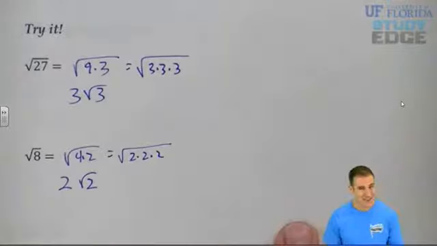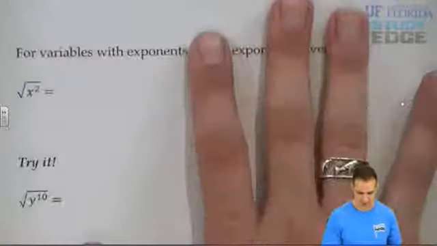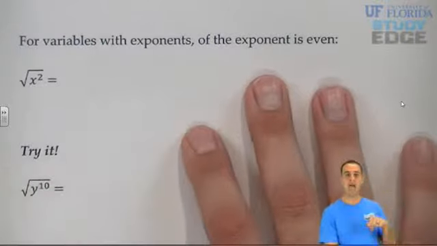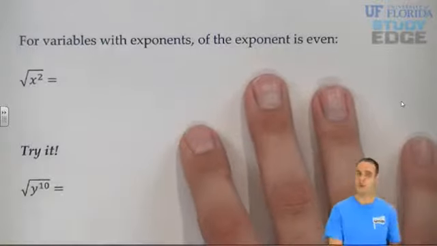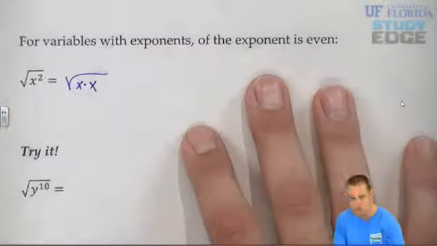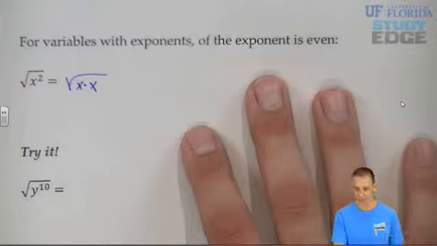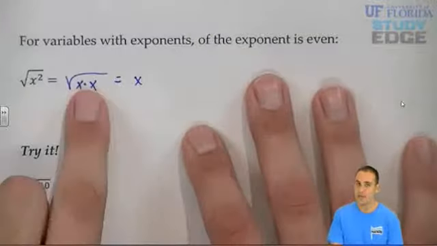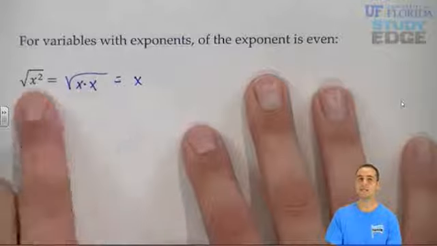But then we have the variables. For variables, we want to talk about when it's even and when it's odd. When it's even, remember, what does x squared mean? X squared means x times x. So automatically, I have 1 pair, and that will give you just an x on the outside. At the same time, though, just ask yourself, how many pairs do you have?